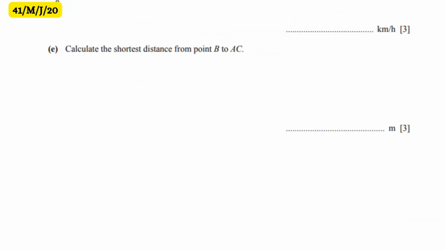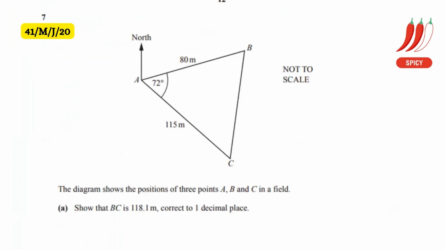Then it says calculate the shortest distance from point B to AC. Now, this is a very common question that comes in the paper, where it can come in paper 2 as well, and paper 4, depending on how many marks the question is for and what is the difficulty level of the question. So when it says the shortest distance from any point to a side, what they're asking for is the perpendicular length. So shortest distance from point B to AC is this, and this is the perpendicular height for this triangle in this direction.